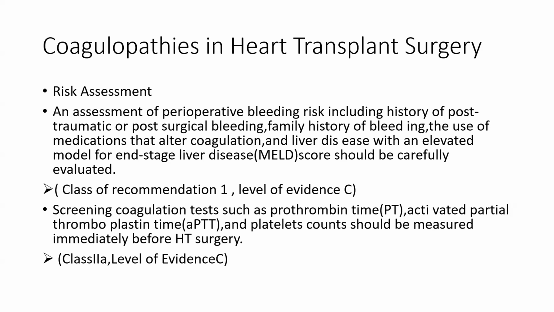Now we will see how to deal with coagulopathies in the heart transplant patient. The first is risk assessment. An assessment of the perioperative bleeding risk includes the history of post-traumatic and post-surgical bleeding, family history of bleeding, and the use of medication that alters coagulation. Liver disease with elevated MELD score should be carefully evaluated. Then screening coagulation tests such as prothrombin time, activated partial thromboplastin time, and platelet count should be measured immediately before heart transplant surgery.